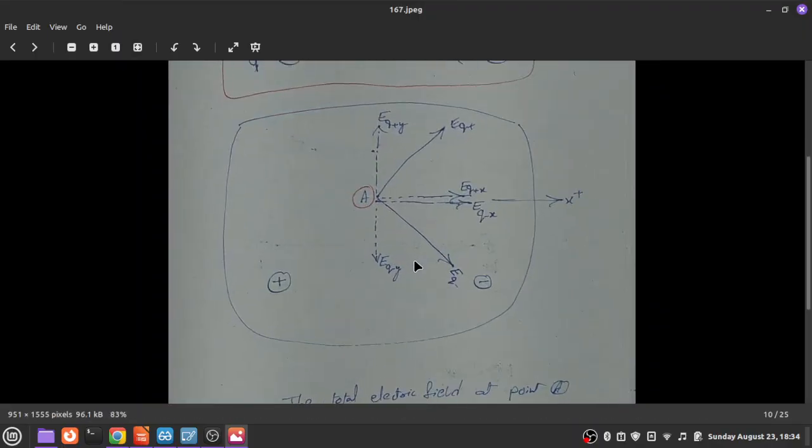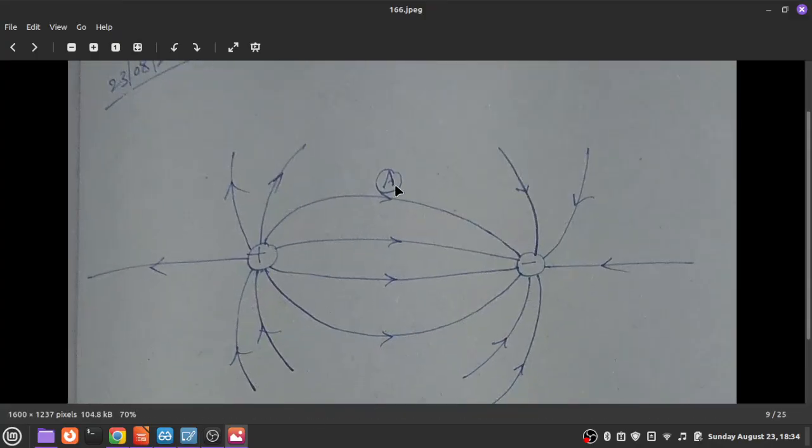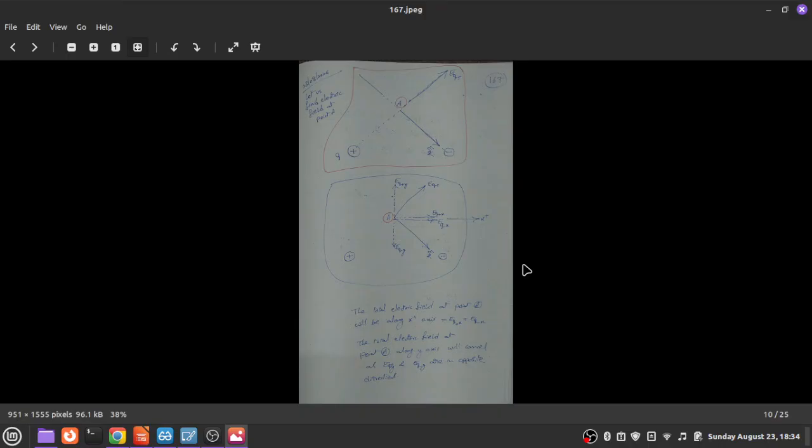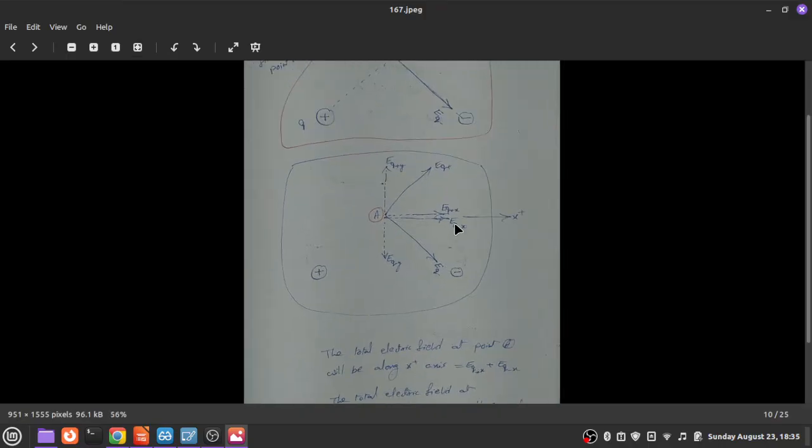Now, let us come to the case of point A. Point A is shown here. If you draw a middle plane here, like this, the point A will become one of the points of the middle plane. I am considering this point A, which is lying on the middle plane of the positive charge and negative charge in the next figure.